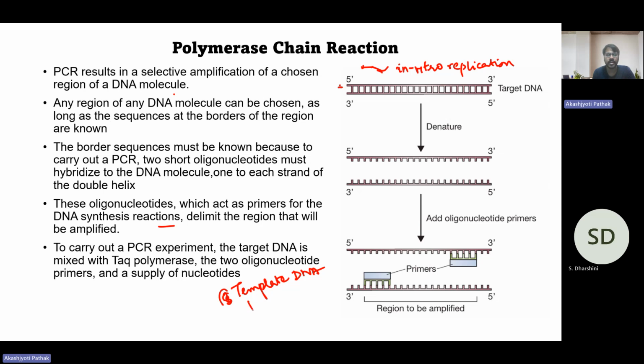Next, what will be required? You will require primers, a forward primer and a reverse primer, because none of the DNA polymerases can start synthesizing DNA on their own. They require a primer for extending, causing DNA replication. Next, you will require a polymerase enzyme. And next, we will require dNTPs.